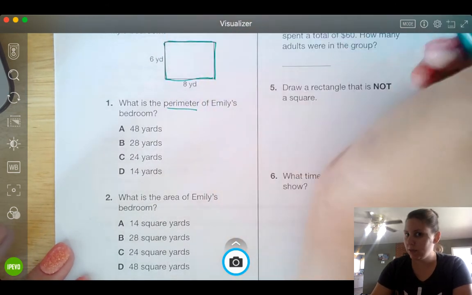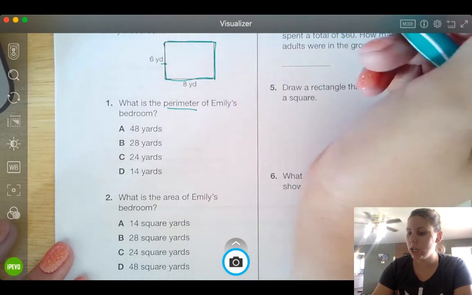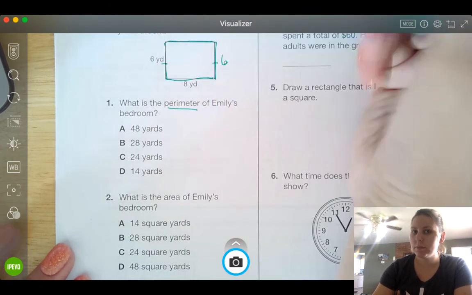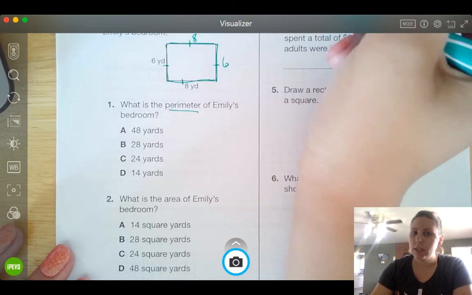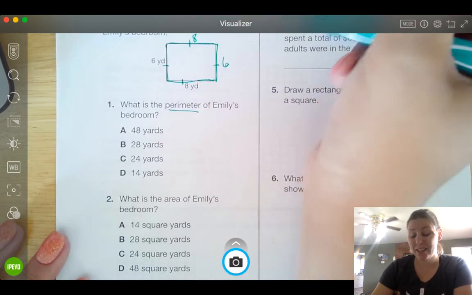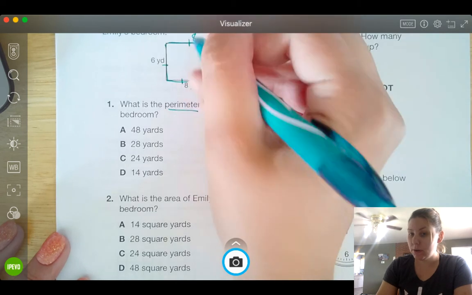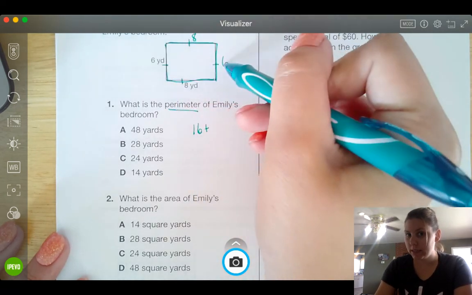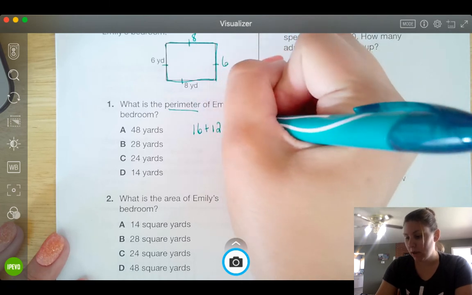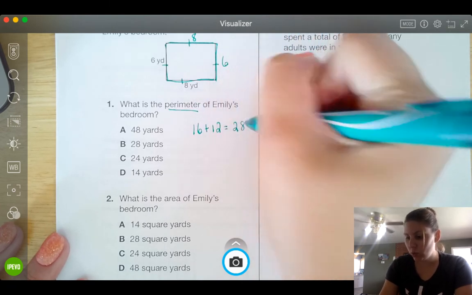I can see it's a rectangle, which means if this is 6 yards, this side is 6 yards. This side is 8 yards. This side is going to be 8 yards. And then I'm going to add them together for the perimeter. So I know 8 and 8 make 16, plus 6 and 6 make 12. When I add those together, I get 28 yards.